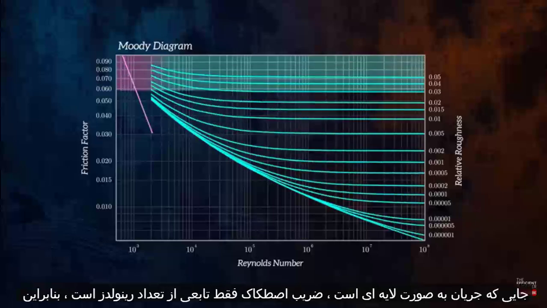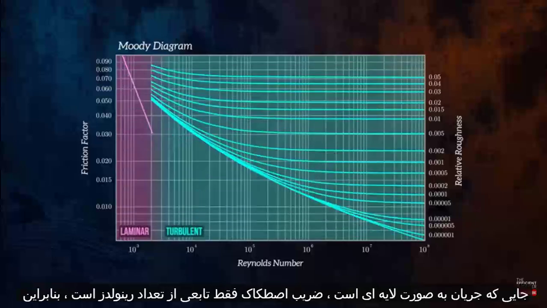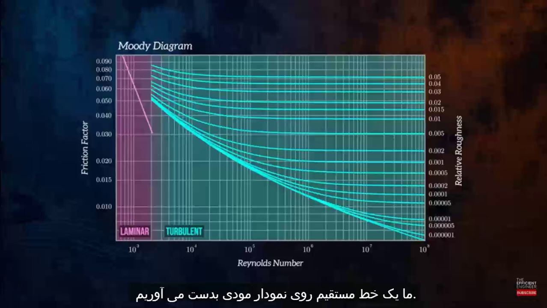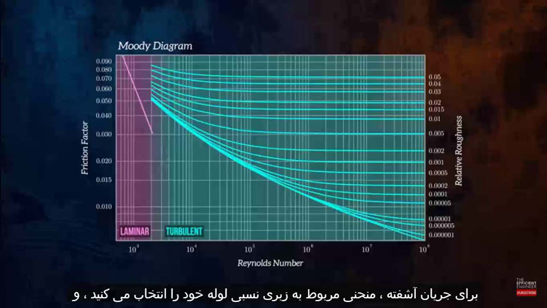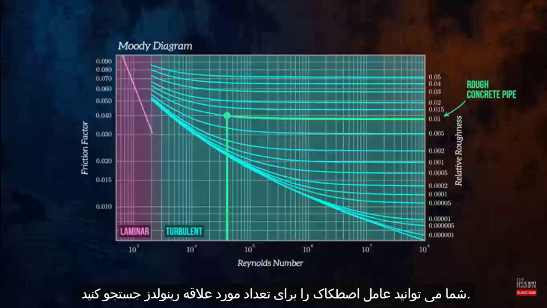Where flow is laminar, the friction factor is only a function of Reynolds number, so we get a straight line on the Moody diagram. For turbulent flow, you select the curve corresponding to the relative roughness of your pipe, and you can look up the friction factor for the Reynolds number of interest.